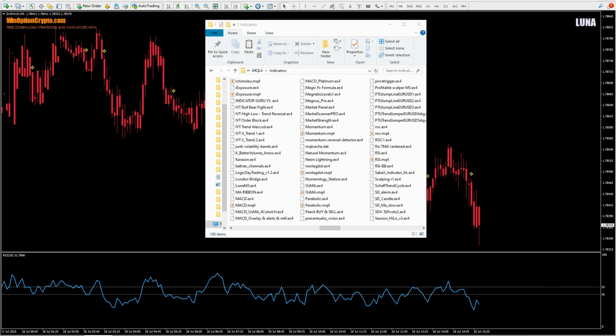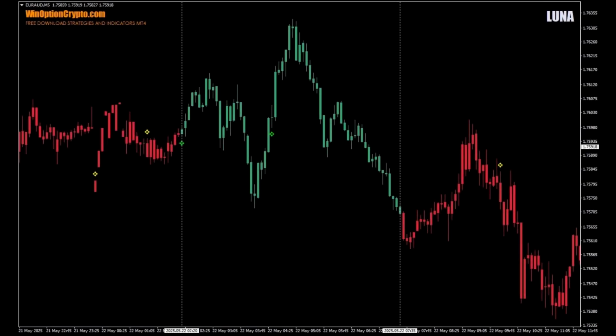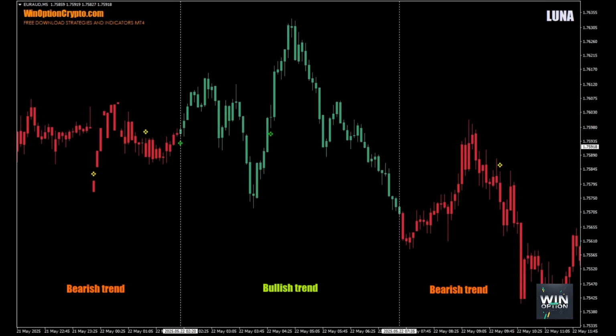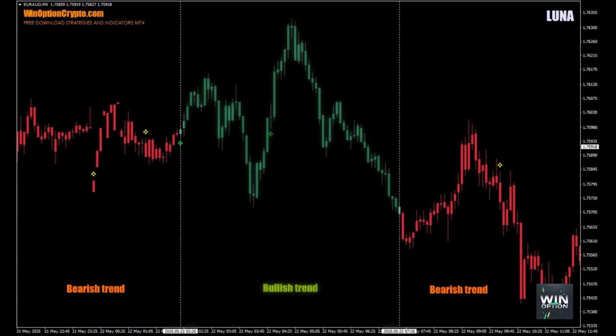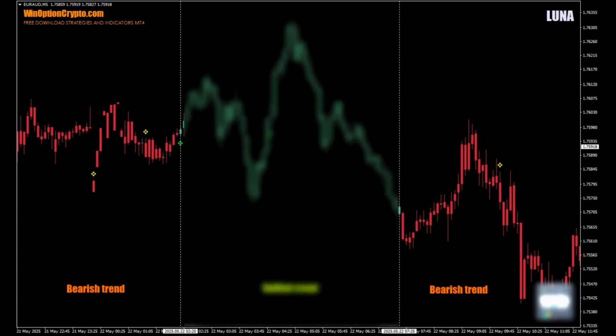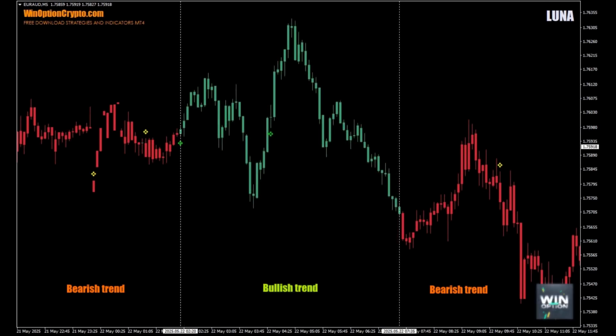Now let's look at the principles of operation and key settings of this strategy. The Luna binary options system is built on a custom indicator that helps to accurately determine which phase the market is in, bullish or bearish. The main indicator of the system automatically analyzes the price and colors the candles on the chart. Green is a signal of buyer dominance, red is a sign of seller dominance. This visual approach simplifies reading the trend and speeds up decision-making. This alone makes the Luna strategy worthy of your attention.